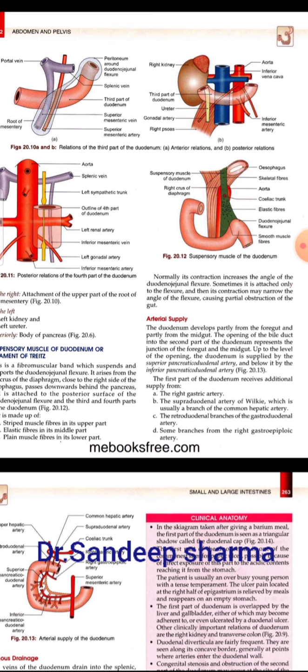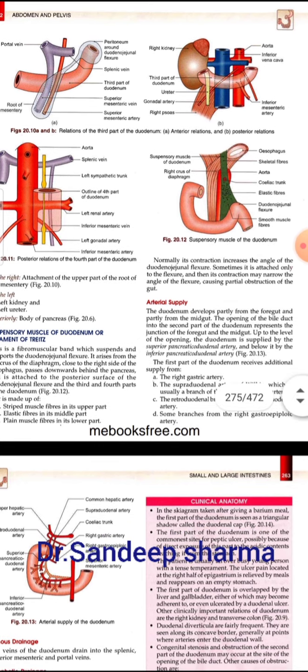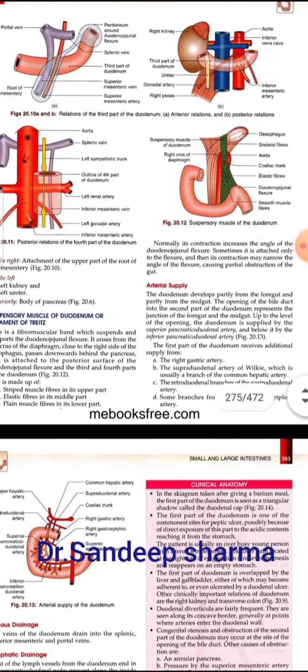So the arterial supply of the duodenum: it develops from the foregut and partly from the midgut. The opening of the bile duct into the second part of the duodenum represents the junction of the foregut and the midgut. So the duodenum is supplied by the superior pancreato-duodenal artery.